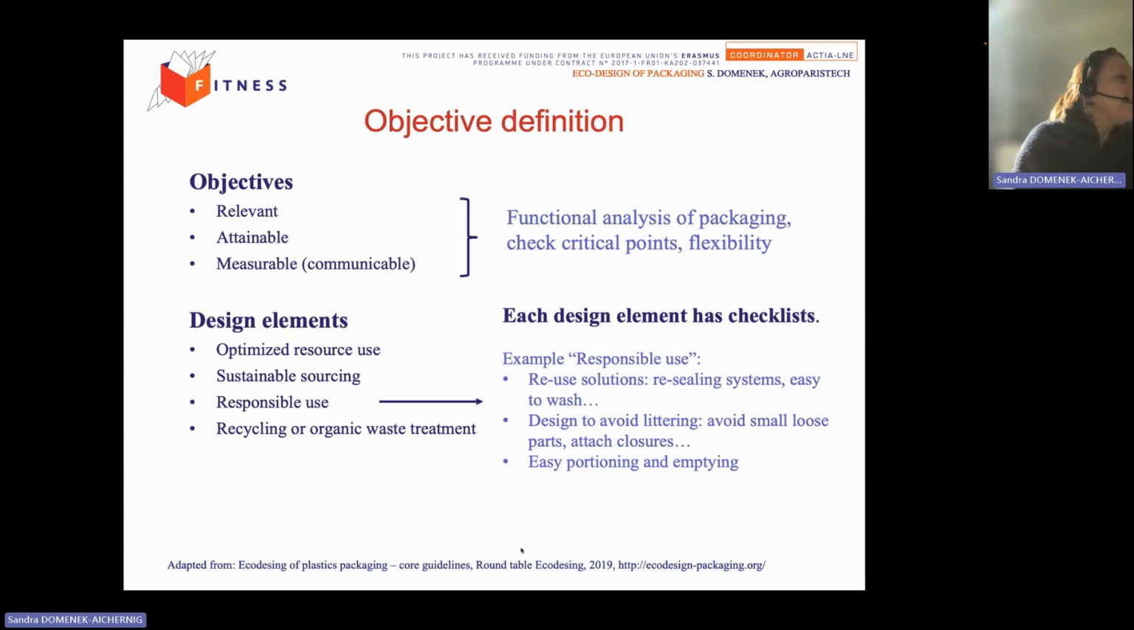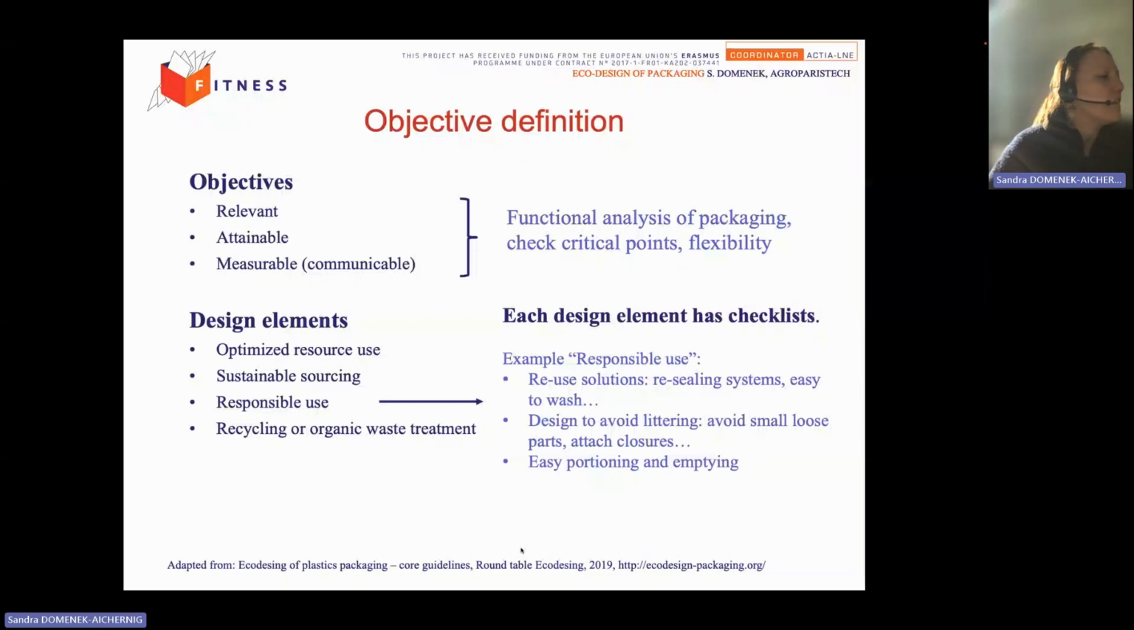And then when you have clarified your objectives, you can then think about a number of design elements. So optimize resource use, sustainable resourcing, responsible use, recycling or design for recycling, or organic waste treatment. And each design element has its own checklists, which is one of the major tools I was presenting you before.